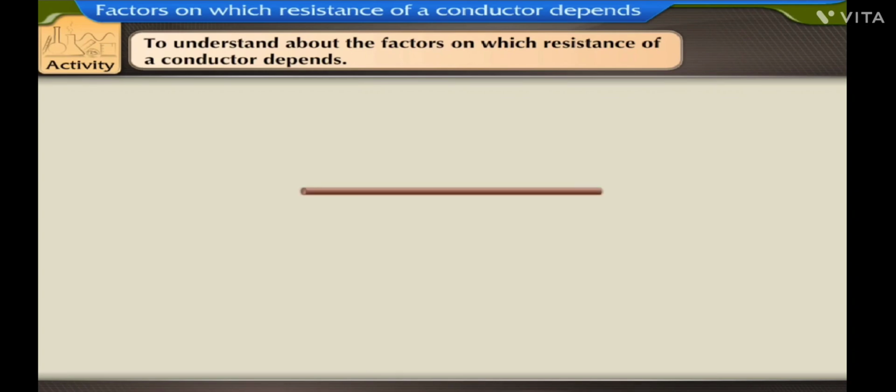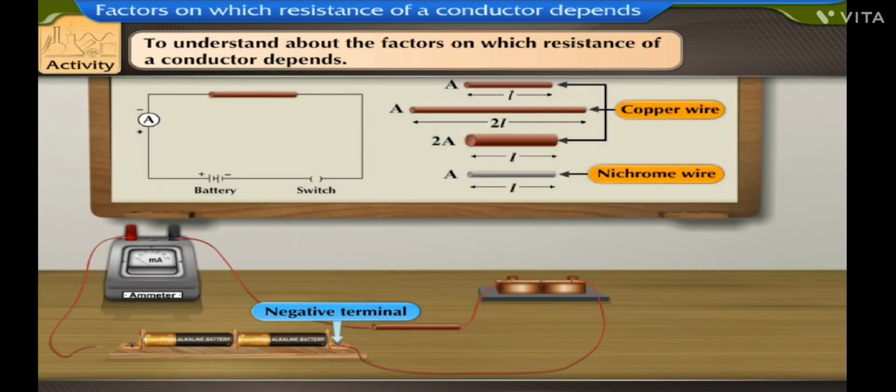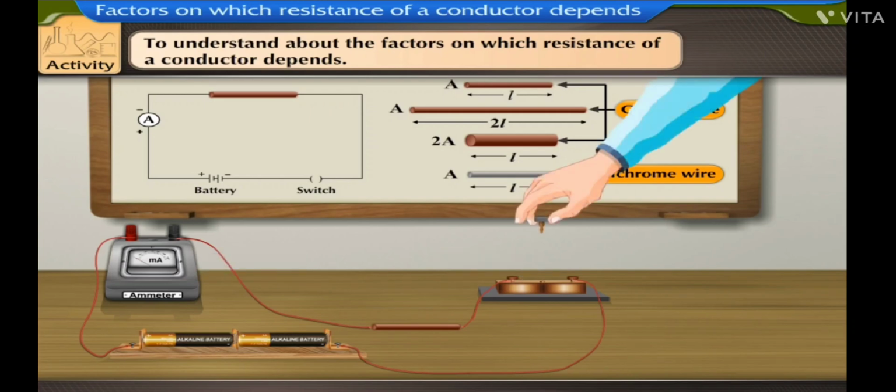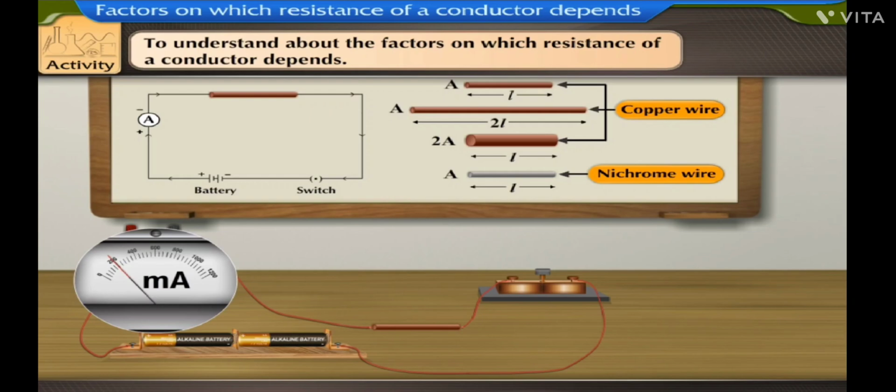Let us take a thin copper wire of length L. Connect one of its ends to the negative terminal of a battery. Connect its other free end to the positive terminal of the battery through a switch and an ammeter. Now allow the current to pass through the wire by closing the switch. Note the current displayed by the ammeter.